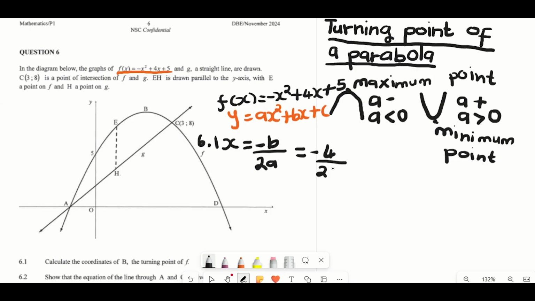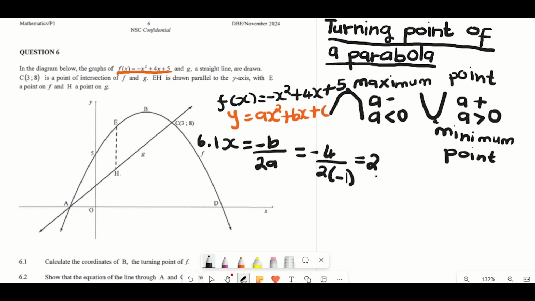All over 2. What is our a? Our a is negative 1. Okay, then our answer will be positive 2, because we'll have negative 4, and we divide it by negative 2. A negative into a negative gives us a positive, and 4 divided by 2 is 2.